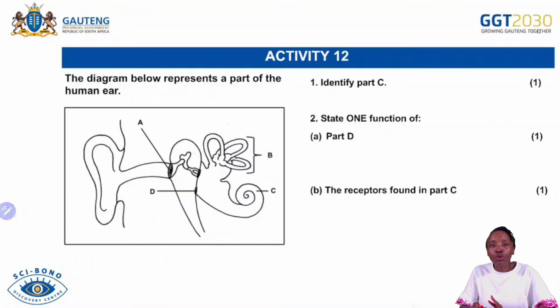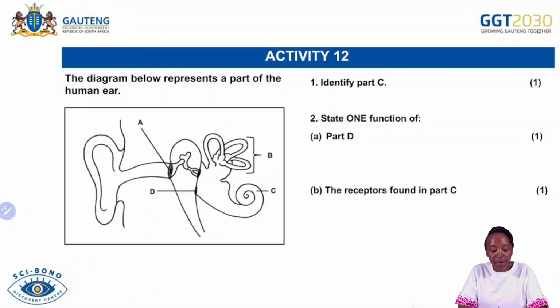Again, you do not just say to the brain, but you must be specific as to which part of the brain the impulse goes to. So let's just quickly look at this activity because we are running out of time. This will be the last. There's more that are here. You can do those ones on your own.